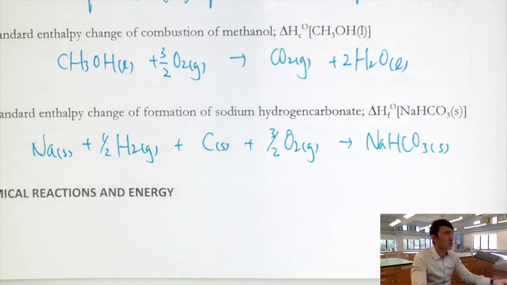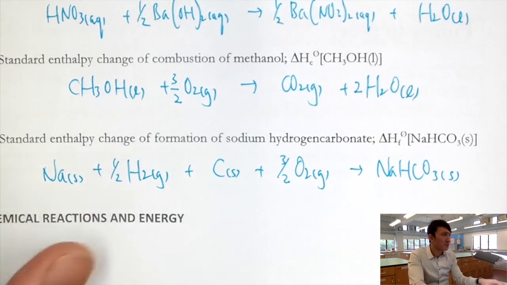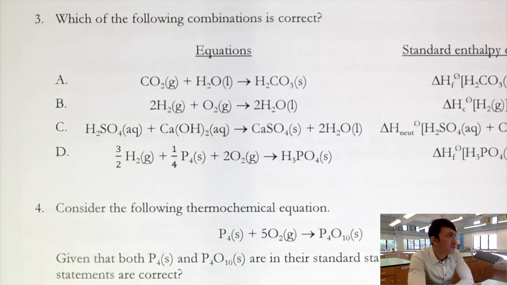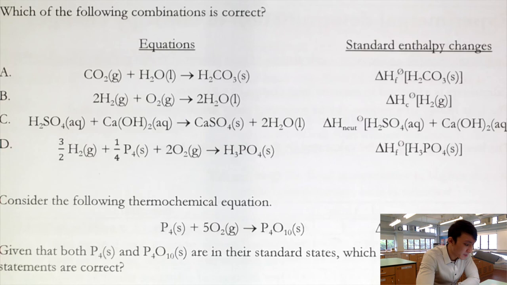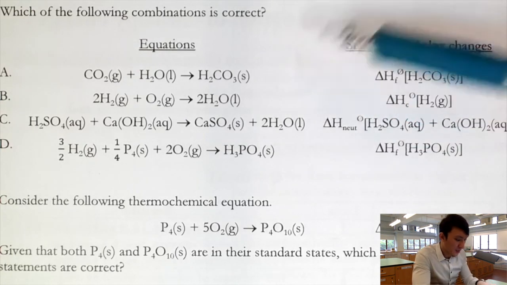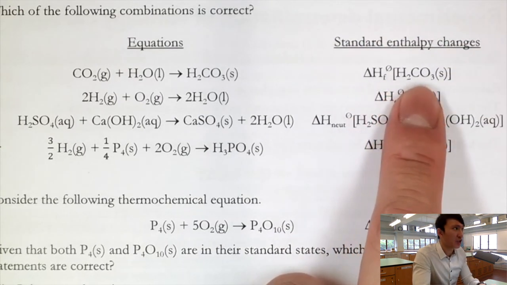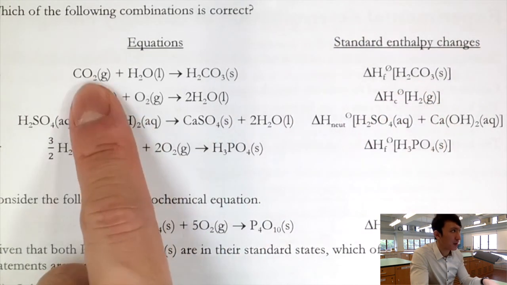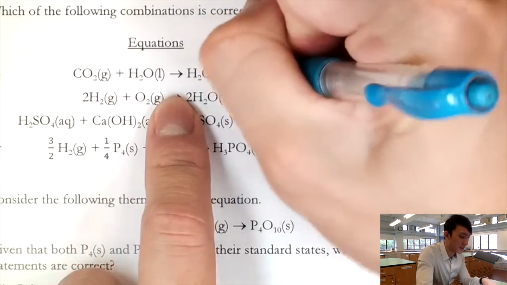Okay, so next page. Question 3. So which of the following combination is correct? Okay, so the first one. This one, standard enthalpy change of formation of hydrogen carbonate. Now, formation must come from elements, but these are compounds. So this one obviously not correct.